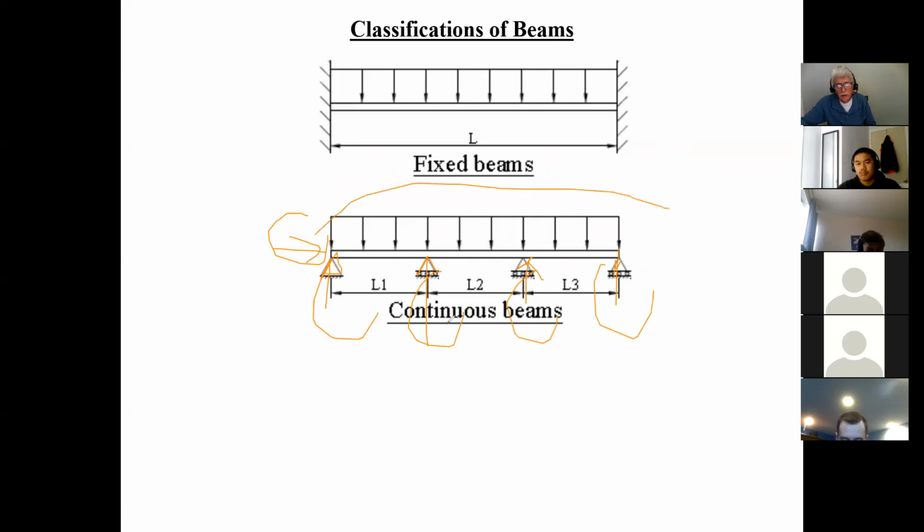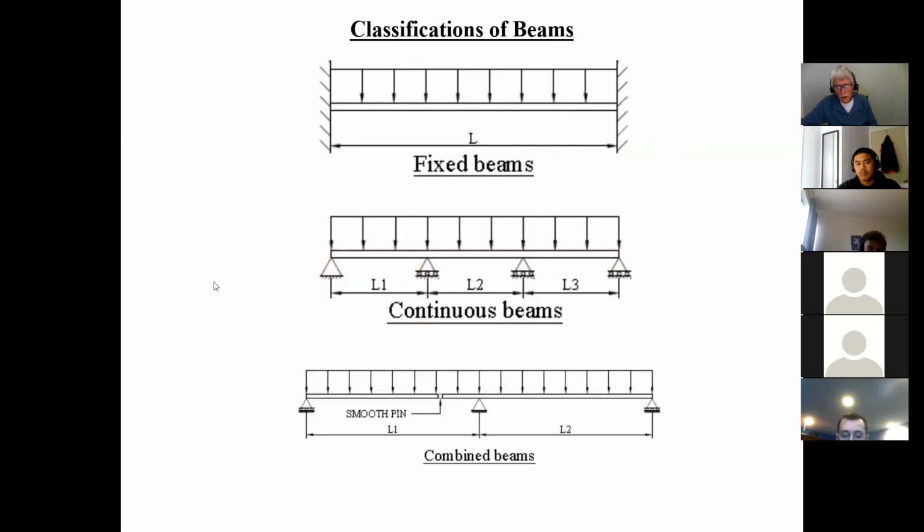This becomes statically indeterminate. I cannot use statics to solve my problem. I have to find another way of doing it. So that's also considered a statically indeterminate beam. And today what I'm going to show you is this here. How do we handle this? How do we handle a continuous beam?